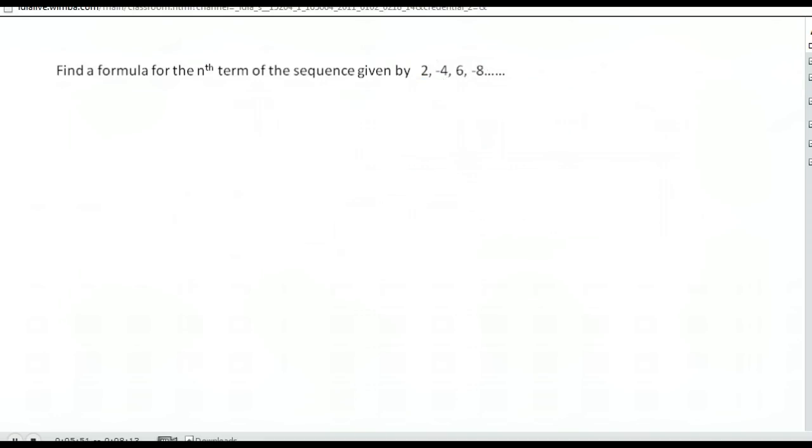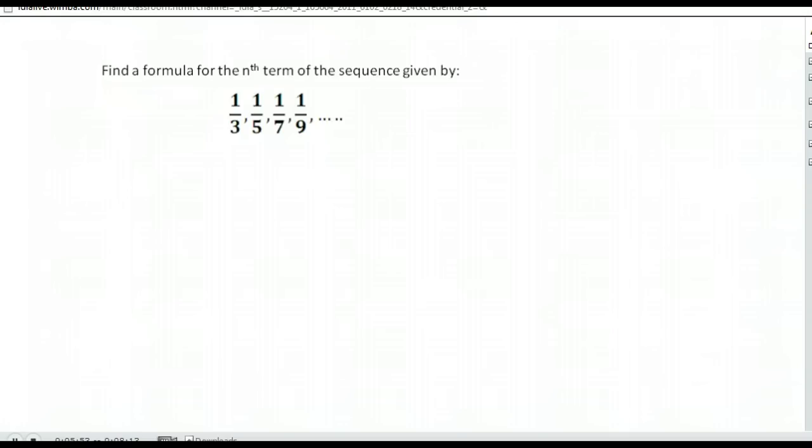Okay, here is our final example. 1/3, 1/5, 1/7, 1/9. So the first thing you may notice is that these are all fractions. So probably our equation is going to have a fraction with 1 on the top. Notice they all have a 1 on the top. On the bottom, we're getting odd numbers instead of even numbers.